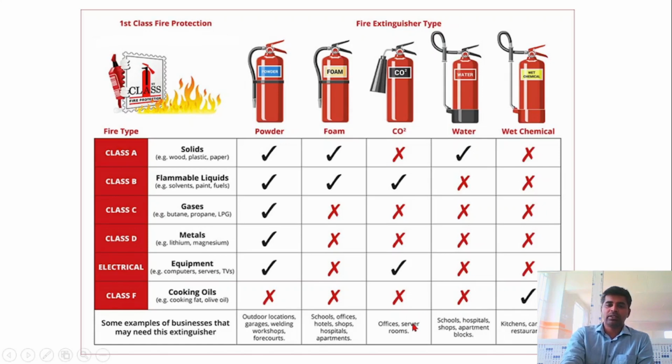And third, office and server rooms, wherever electrical appliances and liquids are placed, you can use CO2. And apart from that, water can also be used in schools, hospitals, and apartments, because it is a common extinguisher. Any common man would use water as a fire extinguisher in any condition. And in kitchens or restaurants we can use a wet chemical extinguisher. I hope you could understand what type of fire extinguisher should be used in what kind of fire situation. But I hope that a fire situation won't happen.